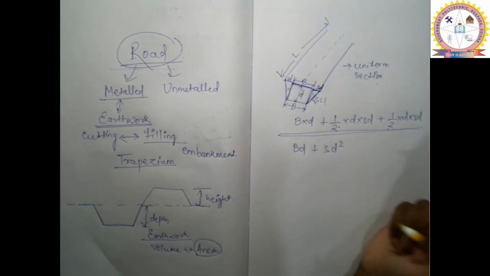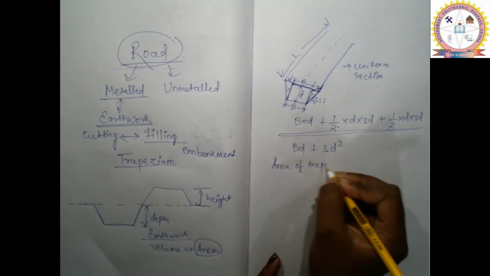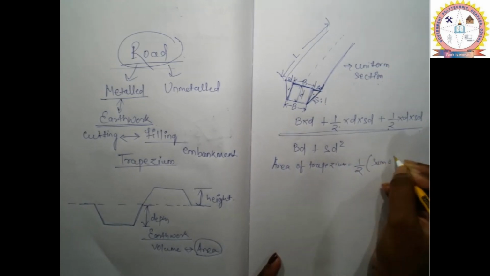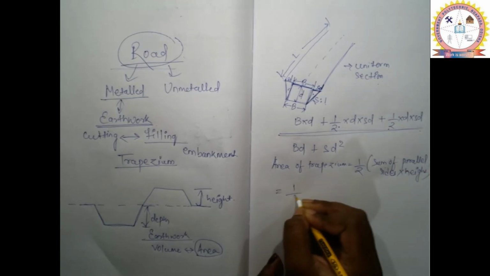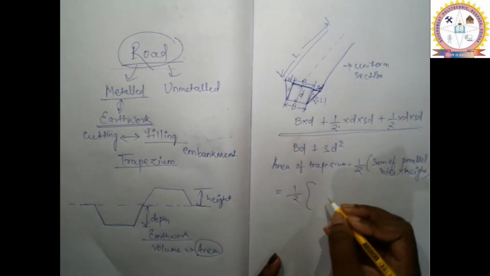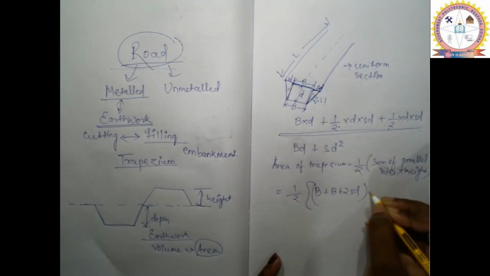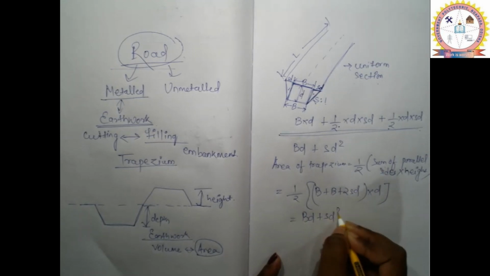Okay, BD plus SD square, because the area of a trapezium is half into the sum of parallel sides into height. That is equal to half into B plus B plus 2SD, into D, that is equal to BD plus SD square.